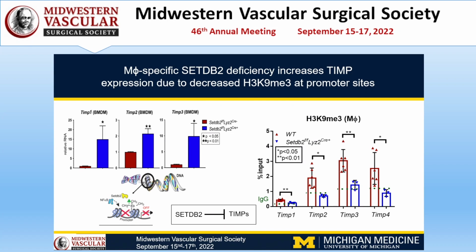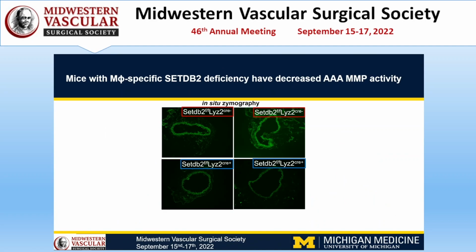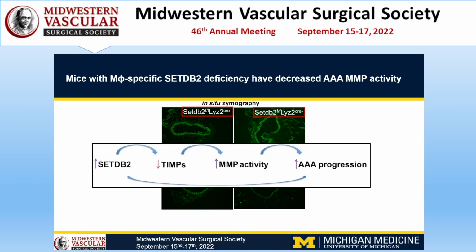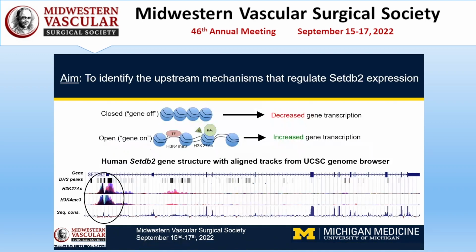The way that SETDB2 was mediating this was that in the absence of SETDB2, there was decreased depositing of this repressive histone mark, H3K9 trimethyl, which we showed in ChIP assays at the TIMP1 promoters. So just to review, with increased expression of the TIMPs, you have decreased MMP activity, which was present when you deplete SETDB2 compared to wild-type controls. And this is just the schematic: increased SETDB2 leading to decreased TIMP expression, increased MMP activity, and ultimately increased AAA progression.